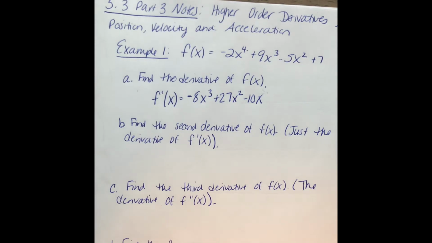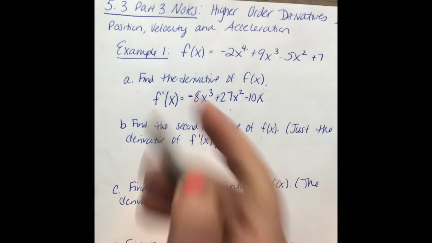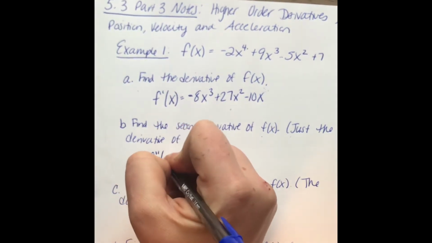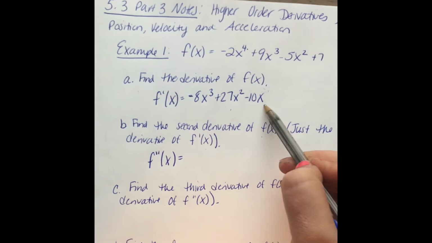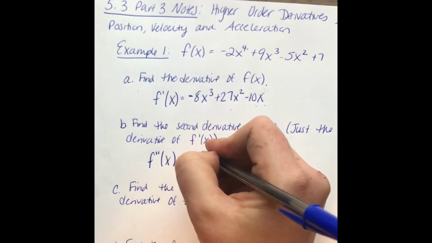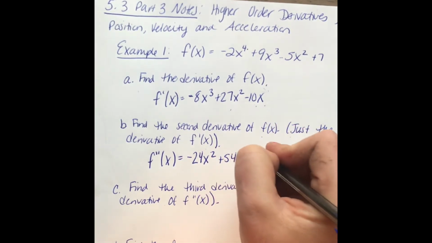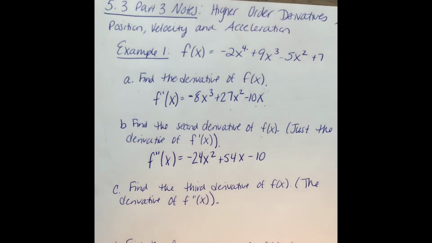Part B is asking us to find the second derivative of f of x. When you find the second derivative, that means you're taking the derivative of the original twice. But since we've already done it once in part A, finding the second derivative is the same thing as finding the derivative of f prime of x. So f double prime of x is going to be the derivative of f prime of x, again using the power rule, negative 24x squared plus 54x minus 10.